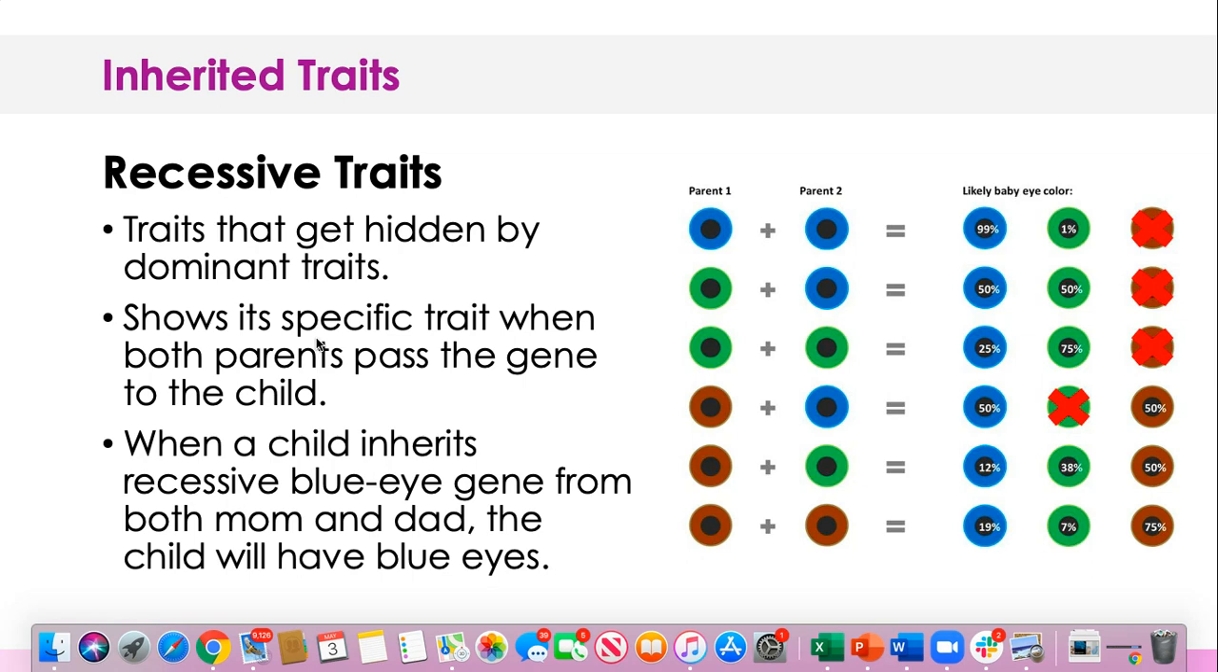Actually in 2 weeks, when we talk about Punnett squares, you're going to be able to really see this, okay? So here's an example. You see a parent right here has blue eyes. This parent has blue eyes. So then 99% of the time that child is going to have blue eyes. It's going to be a 1% chance that they have green eyes. The same for here. It'll be a 50-50. Here it'll be a 75-25, and so forth and so on.